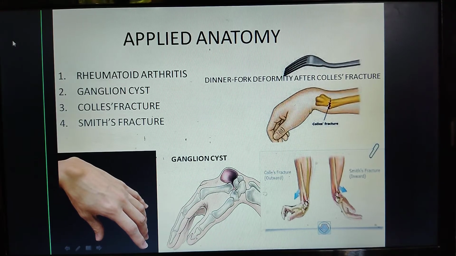In Smith's fracture, this distal fractured fragment is displaced ventrally. It is displaced ventrally and upwards. Okay. So these are the common diseases that are associated with the wrist joint.